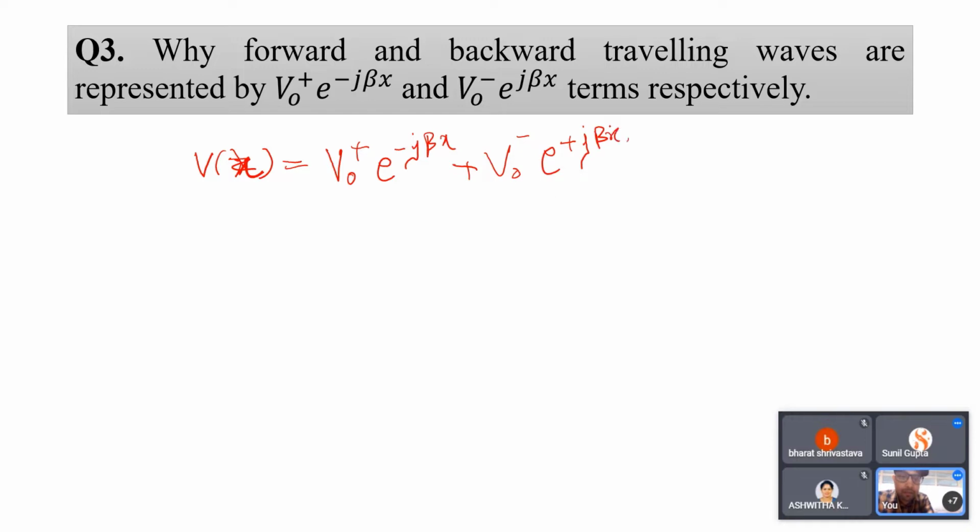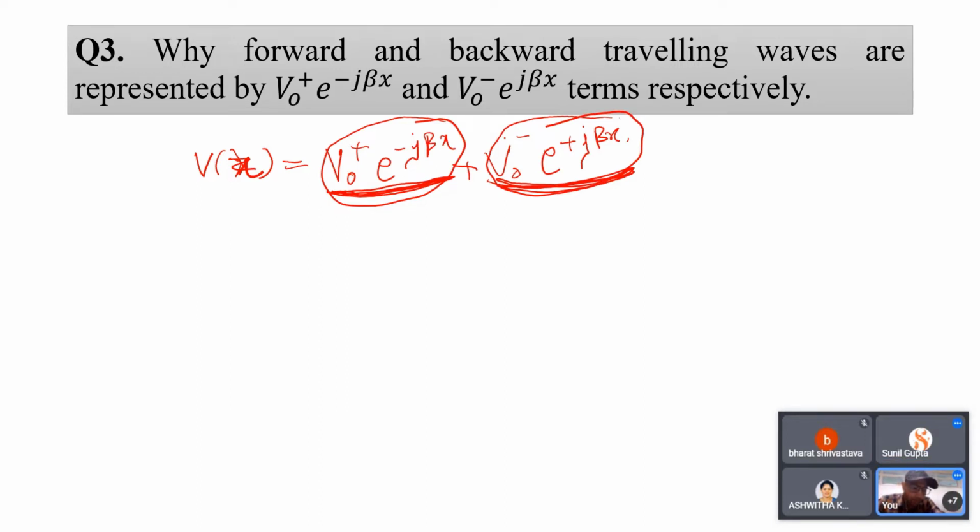Okay, so here this represents the forward traveling wave, whereas this represents the reverse traveling wave, or say backward traveling wave. So why do we call this term a forward traveling wave and this term a backward traveling wave? Can anyone answer this question?